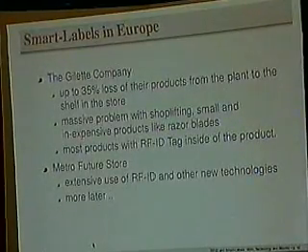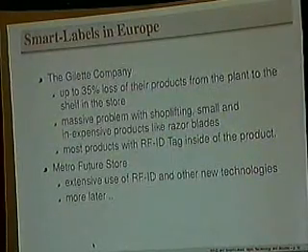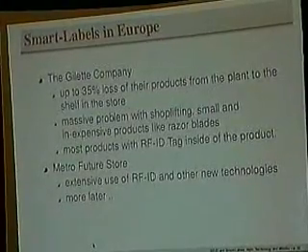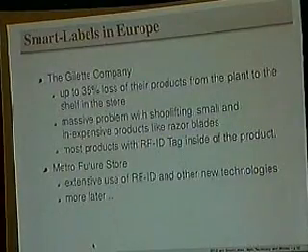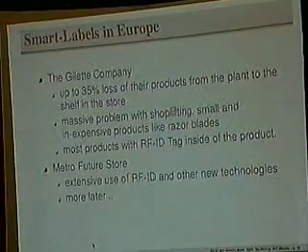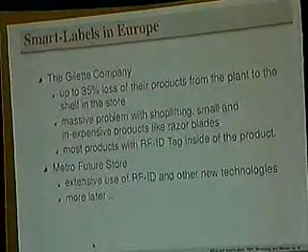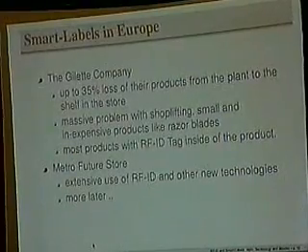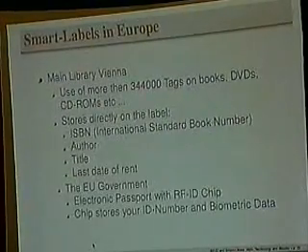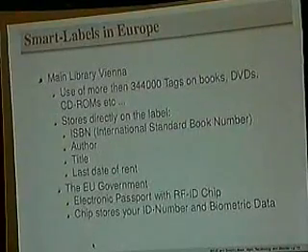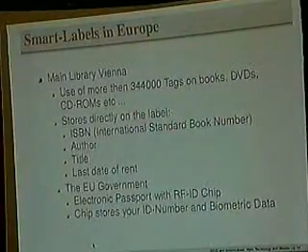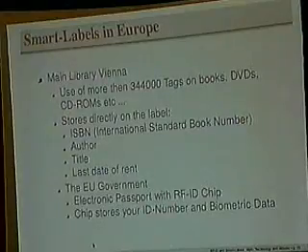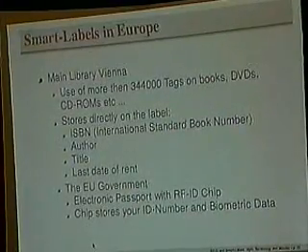The Gillette company has a very big problem. They are going to lose more than 35% of all their products from the plant to the shelf at the store. They are not shoplifted at the store, they just disappear on the way to the store. Everyone knows the Gillette company. They have very small products, these small light razor blades, but they are very expensive. So most products from the Gillette company are going to be enhanced with RFID tags inside of the product.